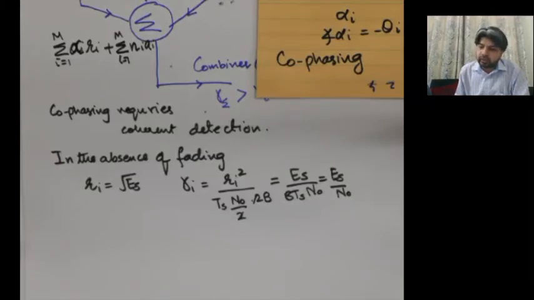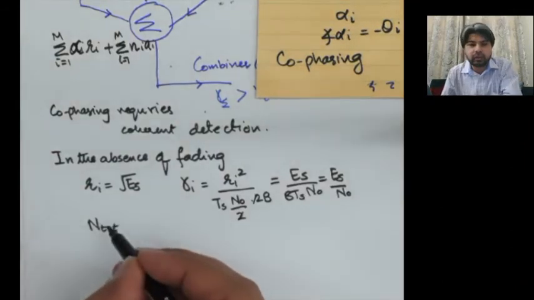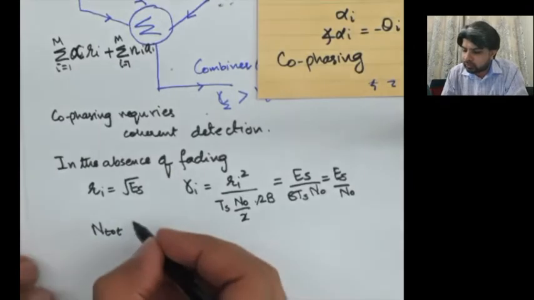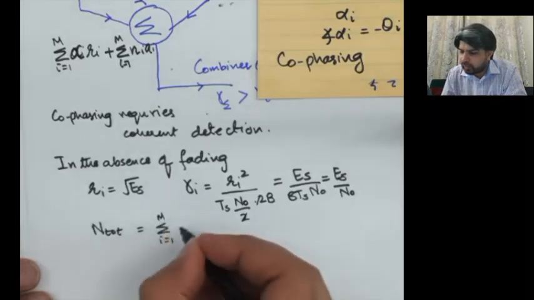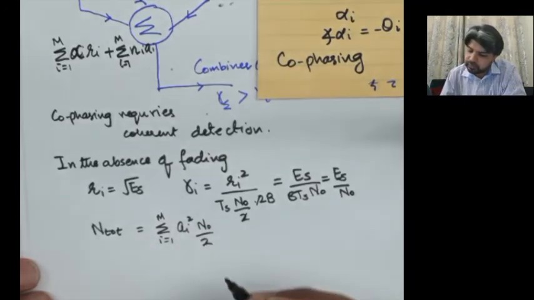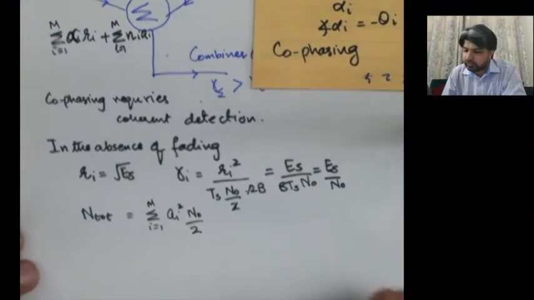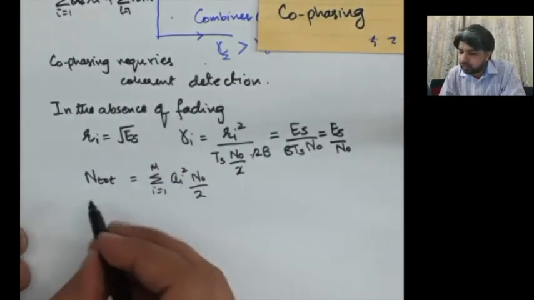Remember, if each of these branches has N0 by 2 as the noise variance, then let me call the noise variance at the combiner output N total. So your N total would be the summation i equals 1 to n of a_i squared, or alpha_i squared, times N0 by 2. That would be your noise variance at the combiner output.